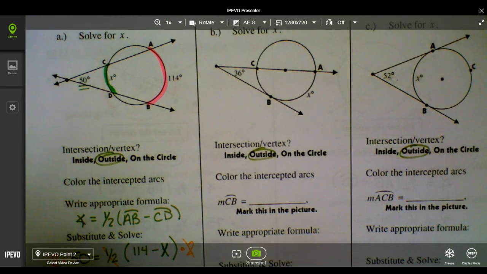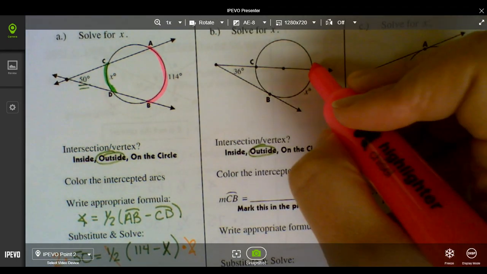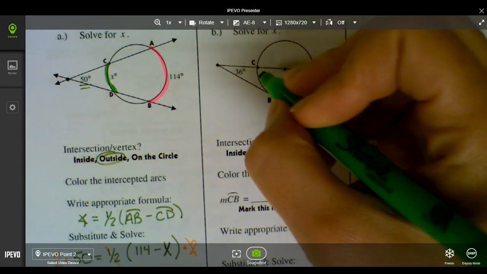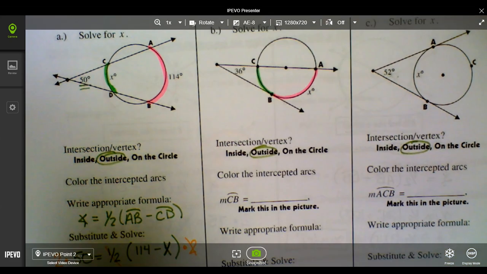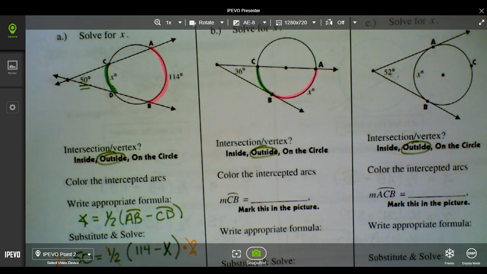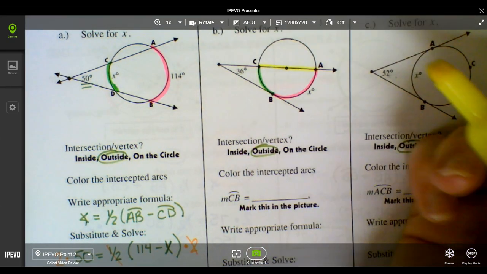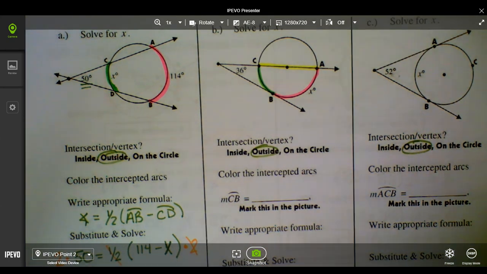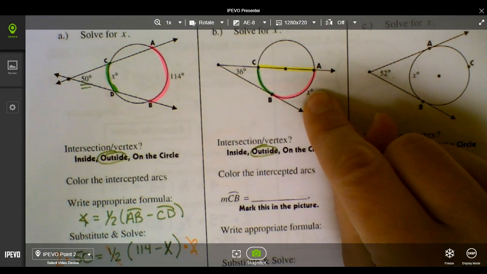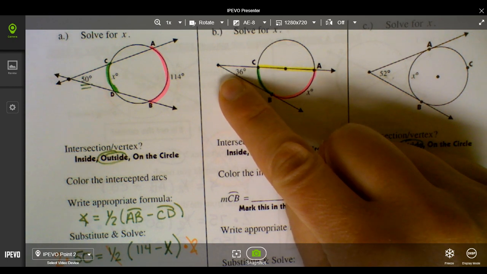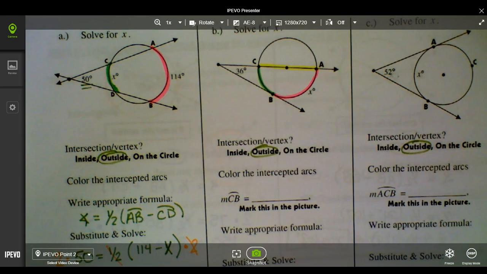Okay, so color the arcs. So again, my bigger arc is going to be AB. My smaller arc is CB. But again, another thing that you really have to notice with this one is CA is going through the center, so CA is a diameter. So whenever that happens, that's going to help us a lot because they're giving us that this is X. They don't give us what CB is, and then they give us the angle that we're solving for. The exterior angle is 36.